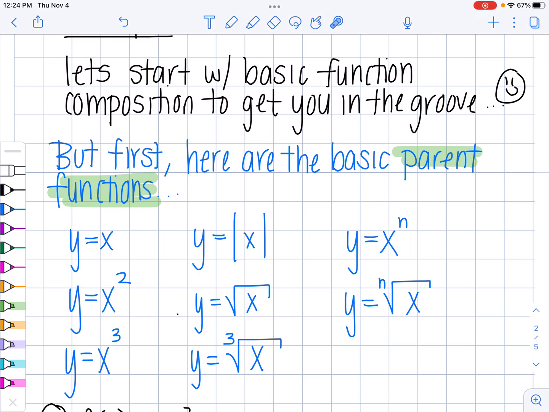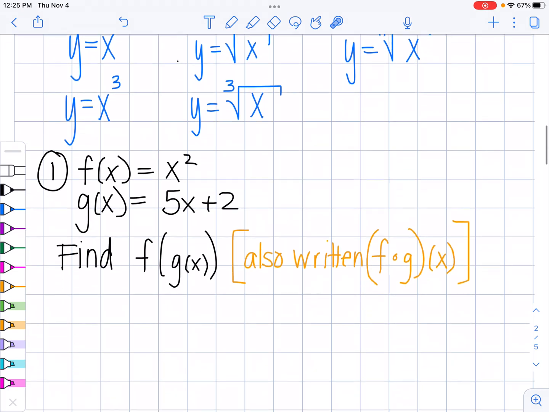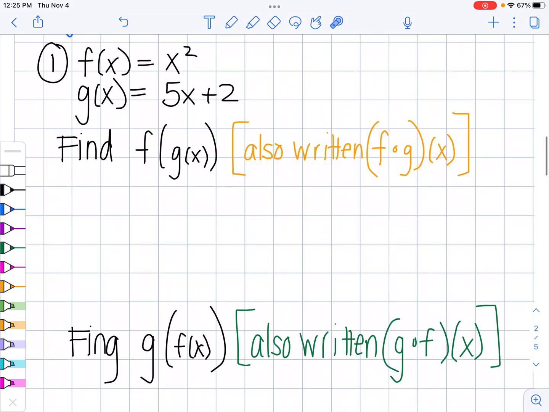So you're looking for something basic like that, and we're looking for something plugged in to that. But we're going to just start with basic function composition here, just to kind of get you in the groove of function composition. So in this first function problem, I want you to write f of g of x. So that means I'm going to take my function g, and wherever I have an x, I'm going to plug it into my function f.